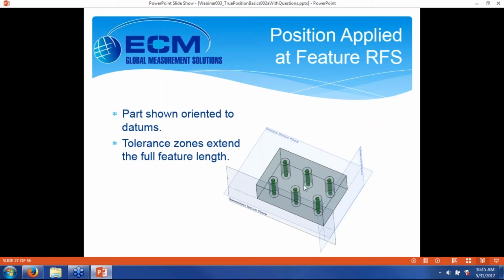Okay, just a quick look. Here's our part shown oriented to the datums, and with these green tolerance zones all the way down the ideal position of the holes. And the hole center line, as we measure it, has to fall within that green zone all the way up or down.